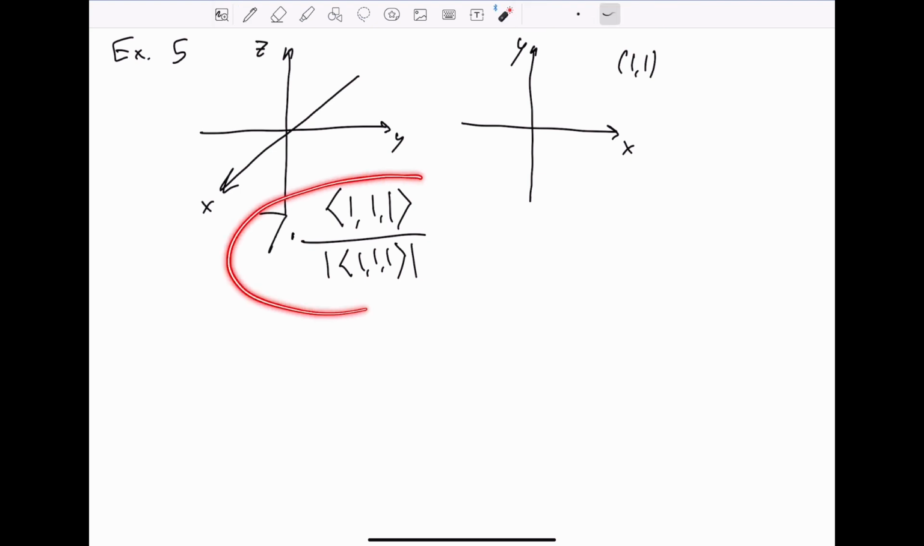This looks kind of complicated here, but all we need to do is find the magnitude of the vector and then divide by the magnitude and multiply by 7. We'll have a length 7 vector. Let's work through those steps. First, we want the magnitude of the vector.